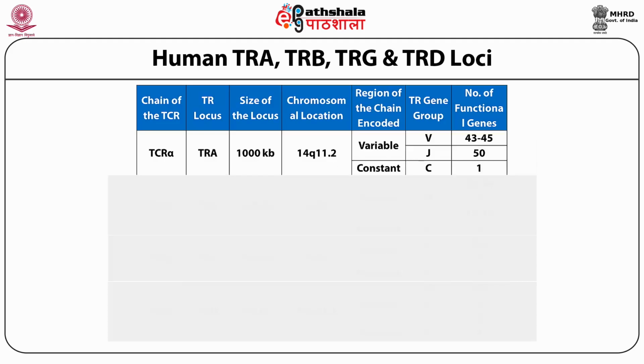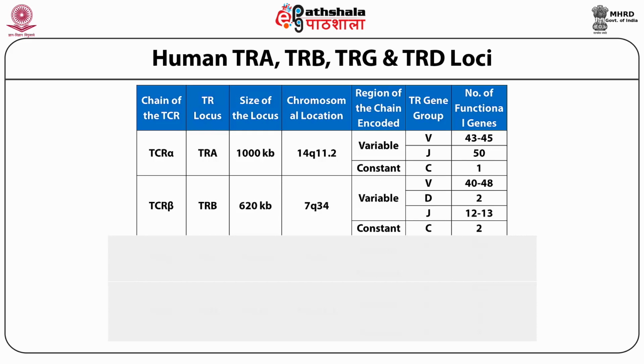As shown in the table, the locations and sizes of the TR loci are different from each other. The TRA locus is about 1000 kilobases in size, is located on the short arm of chromosome 14 and has 43 to 45 V genes, 50 J genes and 1 C gene. The TRB locus is about 620 kilobases in size, is located on the short arm of chromosome 7 and has 40 to 48 V genes, 2 D genes, 12 to 13 J genes and 2 C genes.